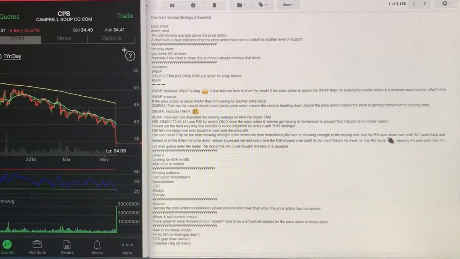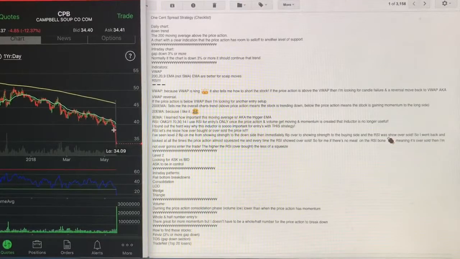Let's take a look at the daily chart. So this is CPB, from Campbell Soup Company. I want to see on the daily chart some kind of a downtrend, and we want to make sure that there's a range. So in other words, for instance, look at this price action right here at $40.